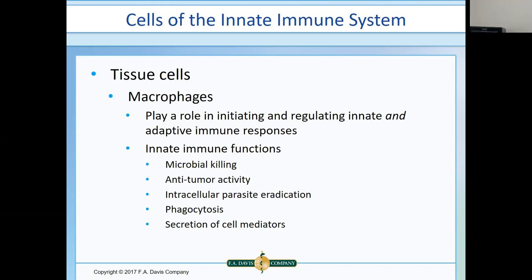Parasites. When we get a parasite, our immune system knows that's not supposed to be here, and it likes to eradicate that. And we have one of those white cells that we saw earlier that likes to increase when we have parasites. Phagocytosis, how much do they eat? What are they eating? Hopefully they're doing great. And then secretion of the cell mediators.